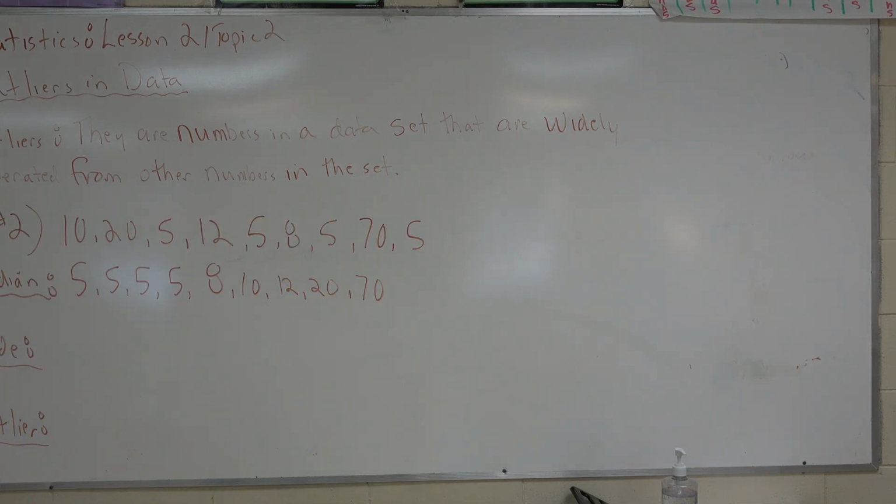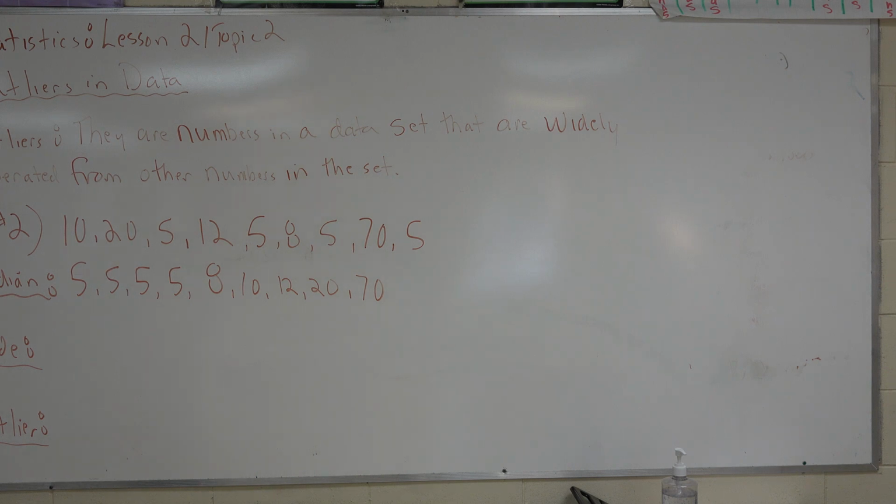Example 2, outliers. Juanita received the following pledge amounts when she participated in a Cure Cancer Walk: $10, $20, $5, $12, $5, $8, $5, $70, $5. Which measure of central tendency best represents the pledge amounts that Juanita received? So we look at median.